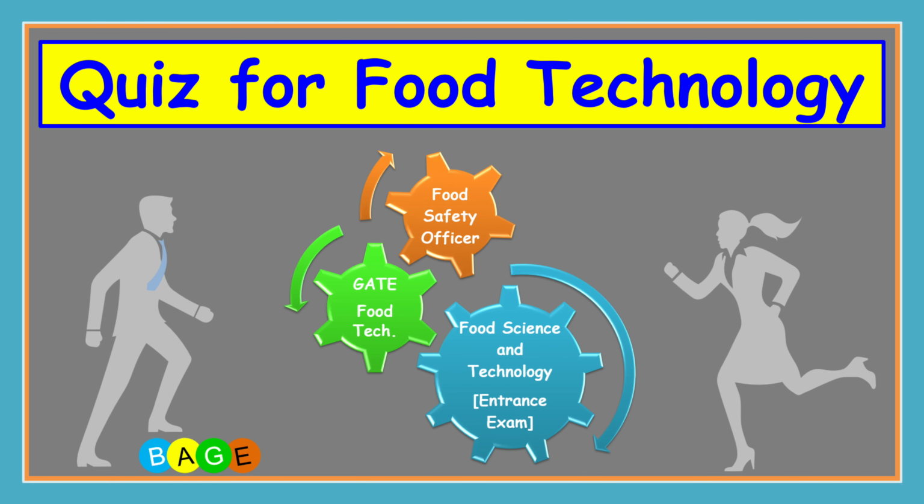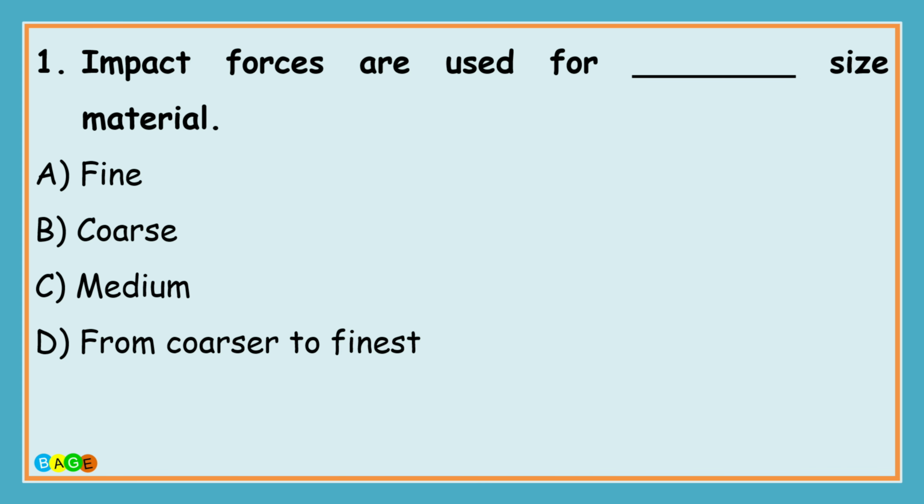Hello friends, in this video we are going to solve the quiz for food technology programs. Question number 1 is impact forces are used for dash dash dash size material, and the options are A fine, B coarse, C medium and D from coarser to finest, and the correct answer is option C medium.